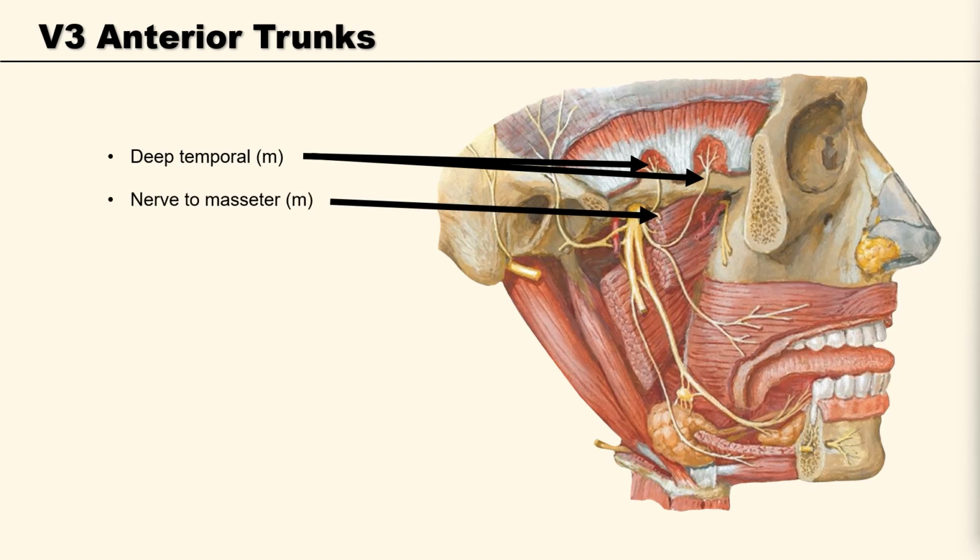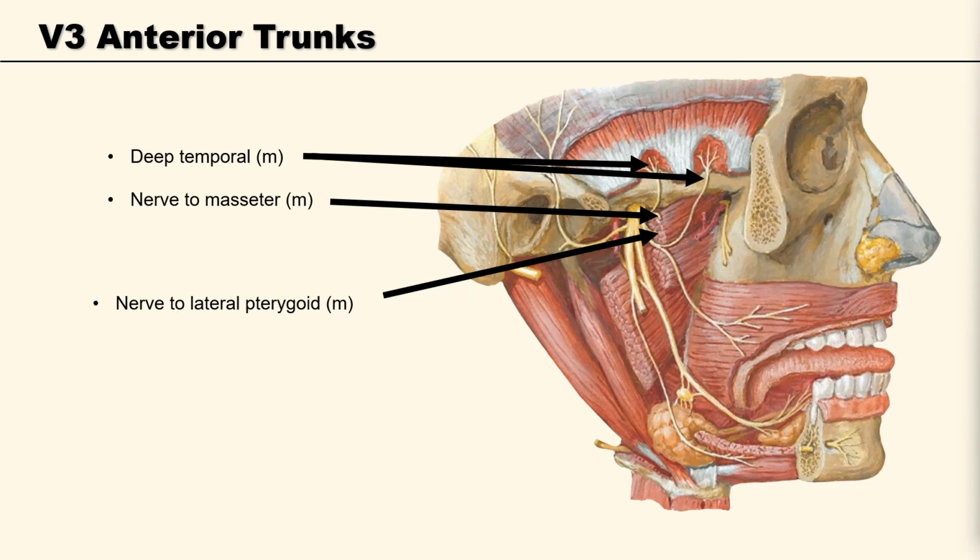Then there is a branch going to the lateral pterygoid muscle. This is called the nerve to the lateral pterygoid. In an intact head, this nerve continues to pass through the mandibular notch before entering the deep surface of the muscle. So that's three of the muscles of mastication that are supplied by branches that come off the anterior trunk.